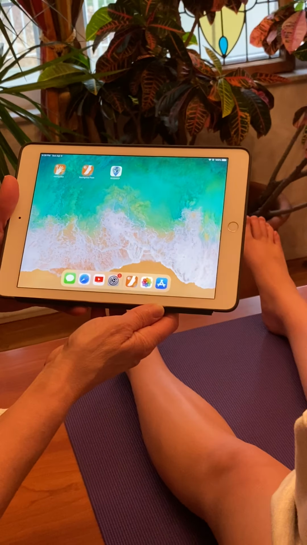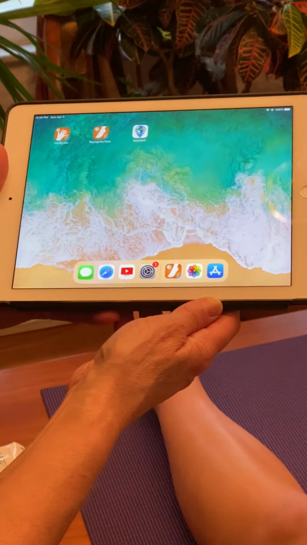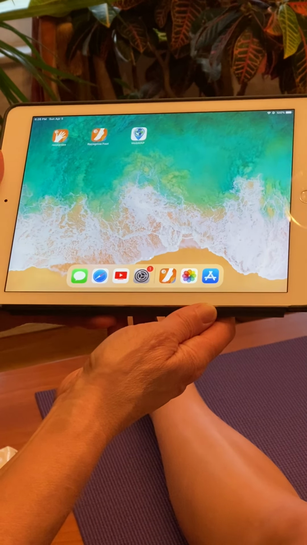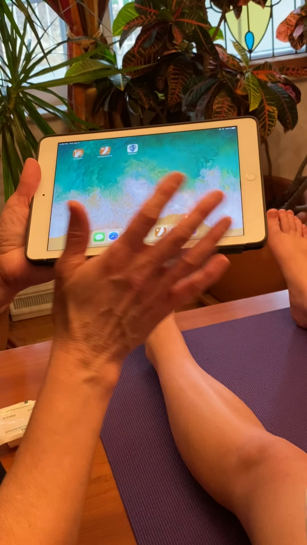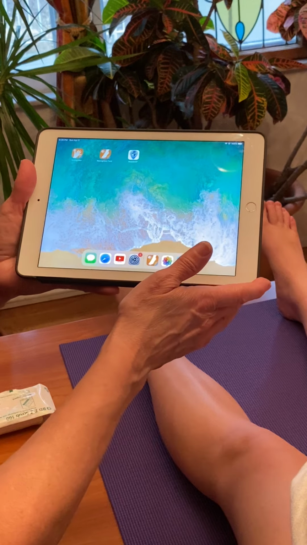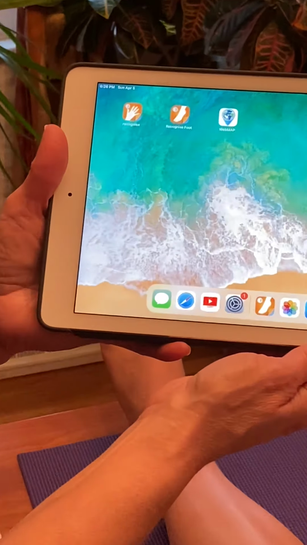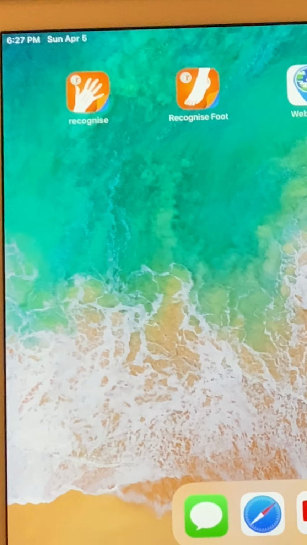So the beginning of our graded motor imagery training starts with phase one, and phase one is laterality training. It's recognizing the right side of your body versus the left side, or the left side versus the right side. And we do that through an app that is called Recognize Hand, Recognize Foot.